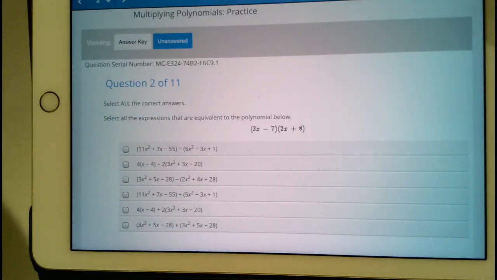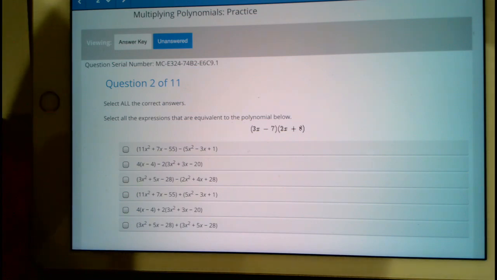Select all the correct answers. Select all the expressions that are equivalent to the polynomial below. So this one takes a little bit of time, and we're going to start off by double distributing, or foiling, those first two values, the 3x minus 7 times the 2x plus 8. And so I'm going to start working on paper here.